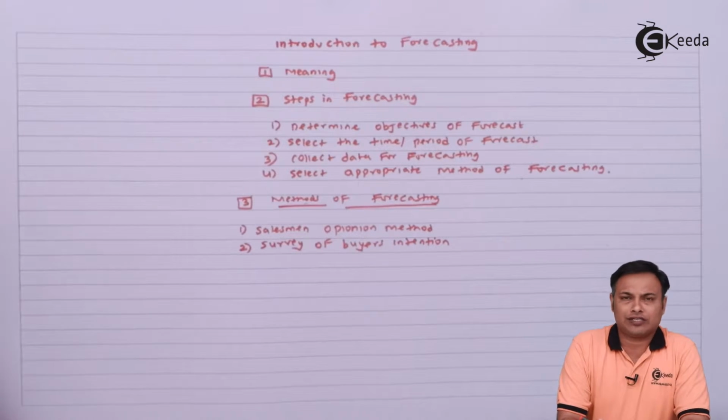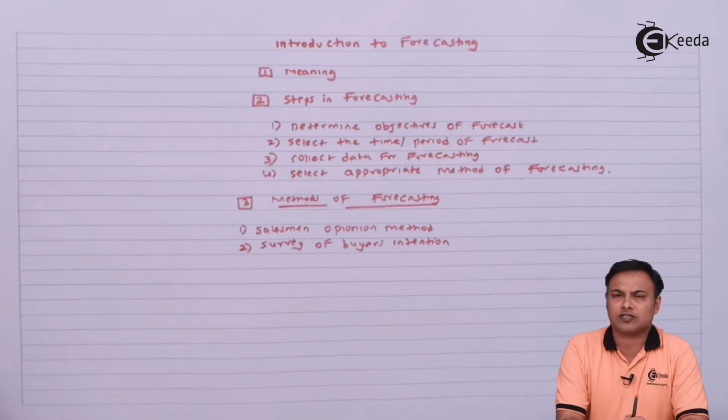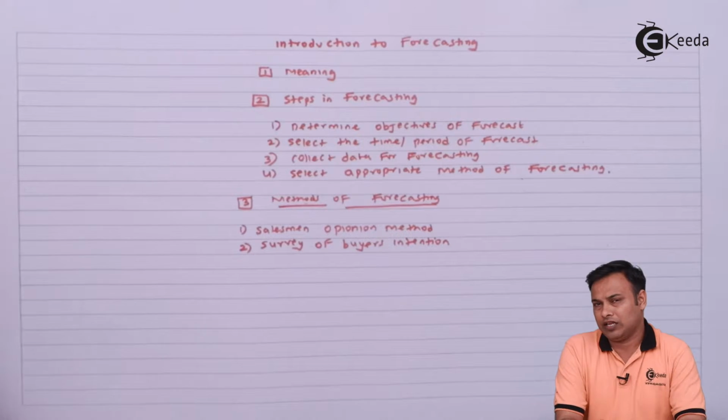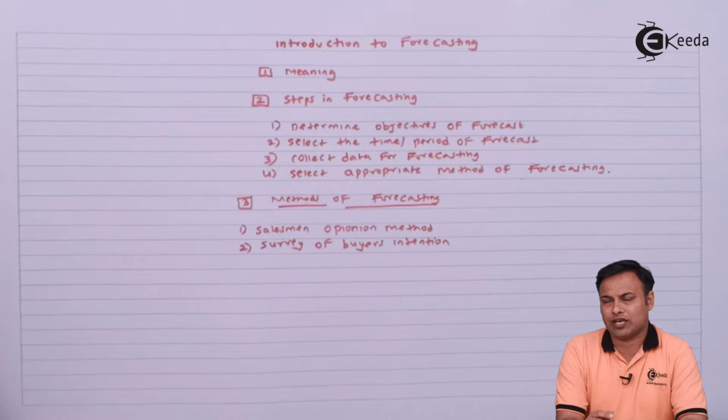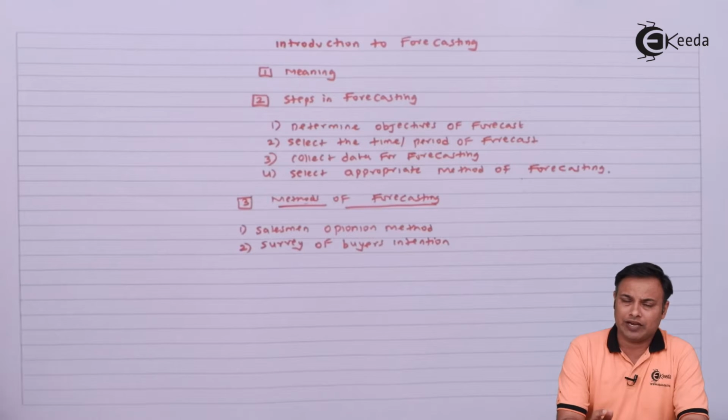The second method we are going to discuss is called survey of buyer's intention. Now this is more or less similar to the first method, but here we look at the perspective of the buyers only. Under this method, the forecasting might be done based on the survey conducted among the buyers, so that how much quantity of a particular product they are going to buy in a particular time of the month. That way it becomes very easy for the seller to decide how much stock they should maintain or how much quantity they should purchase.